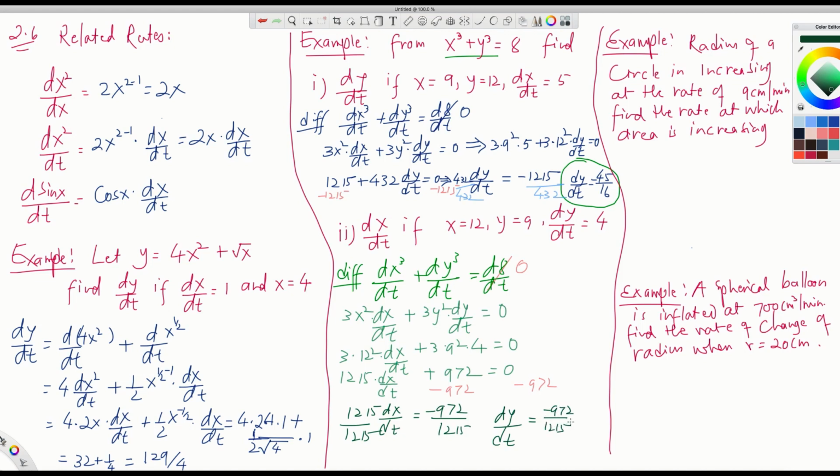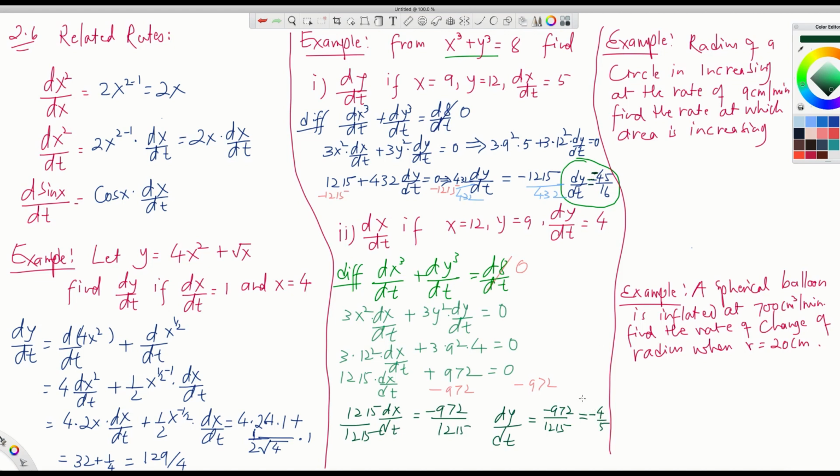Let me use a calculator to find that. Okay, 972 over 1215 is equal to 4/5, I guess. Okay, so that is 4/5. Oh, by the way, there is a negative sign, so negative 4/5. And I think I forgot that negative sign here too, right? So this is negative 45/16. So for the previous problem, it should be negative 45/16. That is the answer. And here it is negative 4/5.